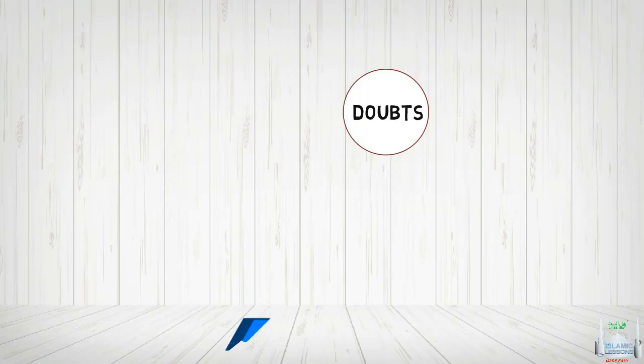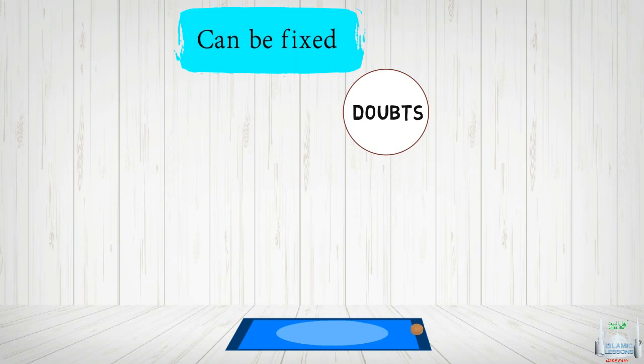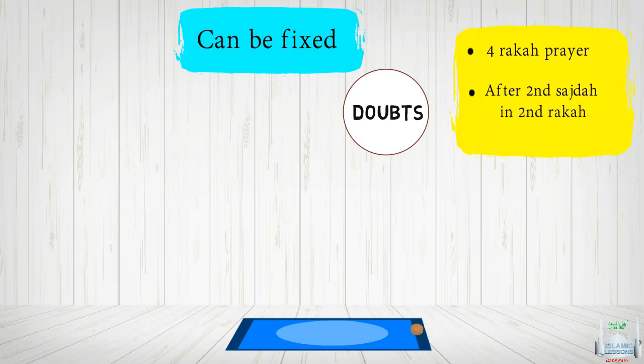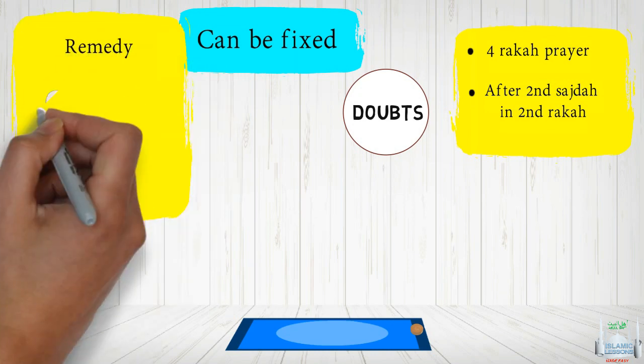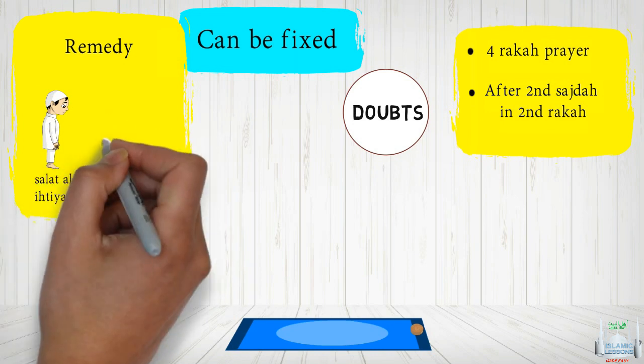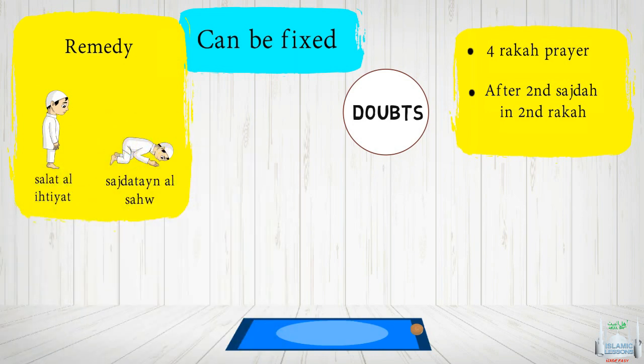As for doubts that can be fixed, you can correct the following doubts without having to pray again. If you had a doubt about the number of rak'ahs during a 4 rak'ah prayer, and the doubt occurred after the second sajda in the second rak'ah, the remedy is usually to pray Salat al-Ihtiyat or perform Sajdatain as-Sahu, or both. But before you assume anything, you must think about the doubt and act accordingly.